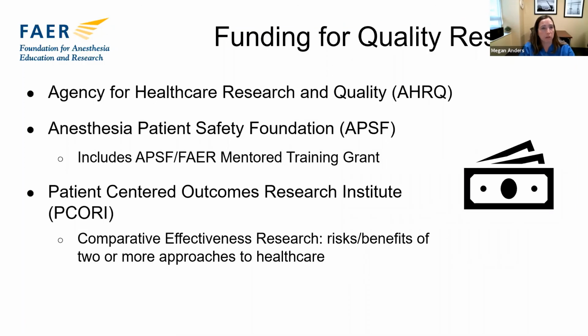Finally, a brief talk about funding for quality research. There are a number of national organizations that have grants and topic proposals out. The Agency for Healthcare Research and Quality, AHRQ, is a huge national center for funding, and they have some pretty detailed areas of interest that you can browse. The Anesthesia Patient Safety Foundation also sponsors a number of grants, including a mentor training grant that you may be interested in. And then the Patient-Centered Outcomes Research Institute, called PCORI, is another source for funding, particularly for comparative effectiveness research, so the risks and benefits of two different approaches to healthcare. And they also are very interested in underrepresented or historically marginalized populations.